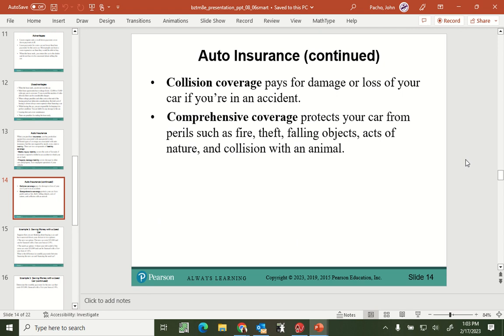Okay, so now the next one here is collision coverage. It pays for damage or loss of your car if you're in an accident. That's also comprehensive. Comprehensive covers protect your car from perils such as fire, theft, falling objects, acts of nature, and collision with an animal.